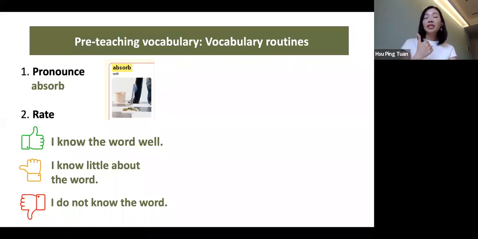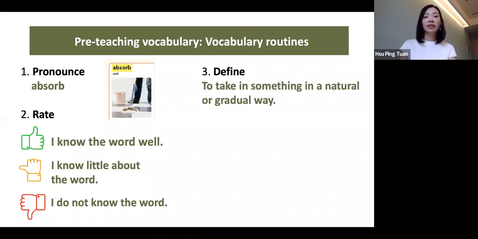So I love this activity, and also my students love this activity because we can quickly assess our students' understanding. If a lot of students give us a thumbs up, then we know we don't need to spend a lot of time on explaining this word, right? But what if a lot of students give us a thumbs down? Then we know we do need to spend enough time on explaining and elaborating on the meaning of the word, right? So after students rate their understanding, then I will provide students with a student-friendly definition.